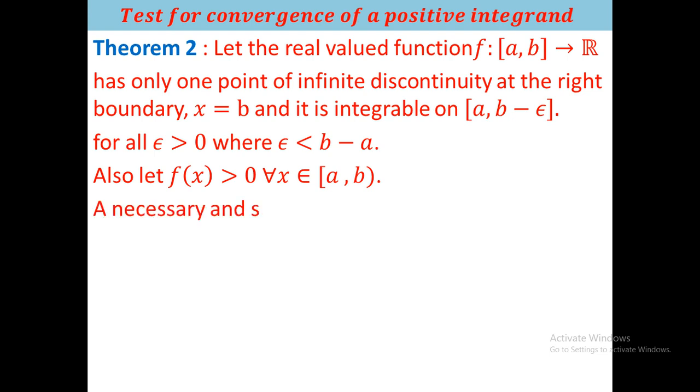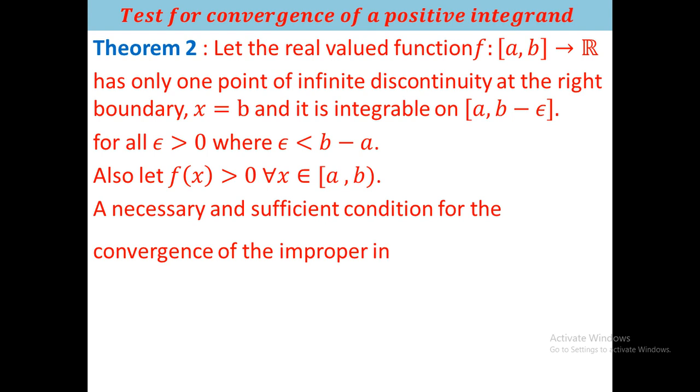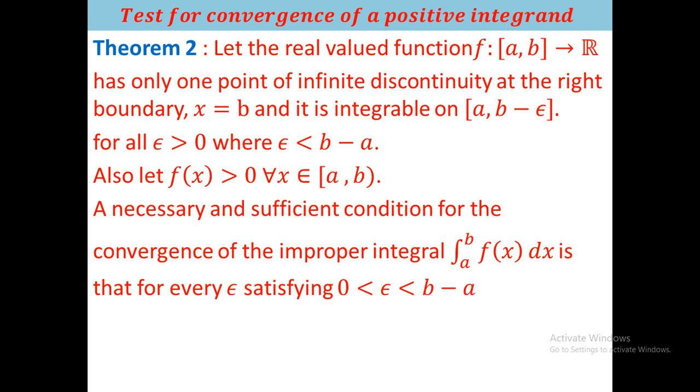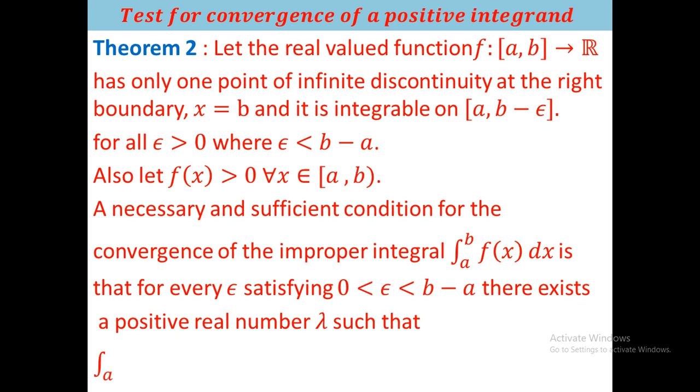Then the necessary and sufficient condition for convergence of the improper integral from a to b of f(x) dx is that for every epsilon satisfying 0 less than epsilon less than b minus a, there exists a positive real number lambda such that the integration from a to b minus epsilon of f(x) dx is less than lambda. This means if you integrate f(x) from a to before b, that is from a to b minus something, then the value of the integral will be less than some finite quantity, that is, this will be finite for all values of epsilon. So if you take epsilon tends to 0, then this will be convergent.